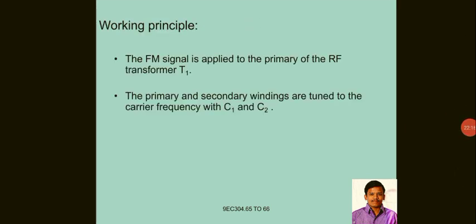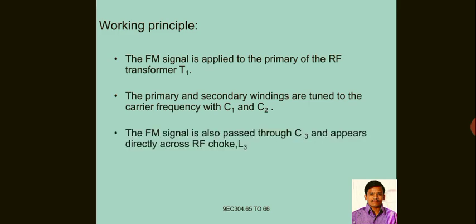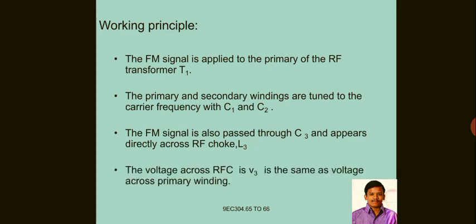Now we'll look at the working principle, then we'll see that one if you want. The FM signal is applied to the primary of the transformer, that is T1. The primary and secondary windings are tuned to the same carrier frequency with C1 and C2. This FM signal is passed through C3 and directly appears across the RF choke, that is L3, which is in the middle of the center tapped winding at the secondary side.